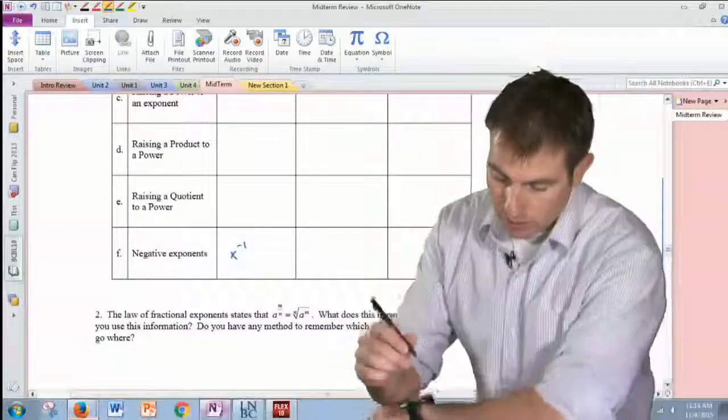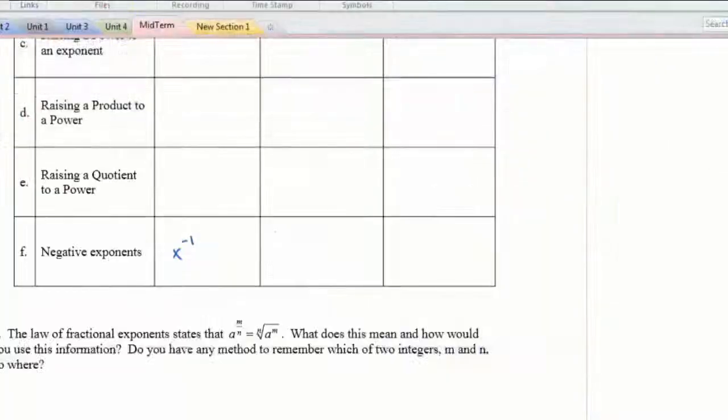So x to the power of negative 1. What does this mean? This means when we have a negative exponent, we need to take the reciprocal.